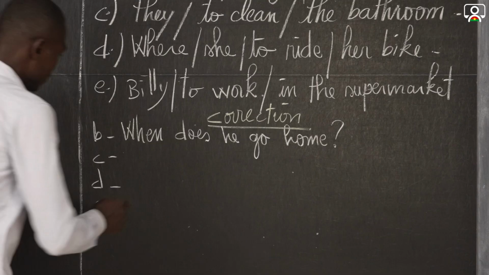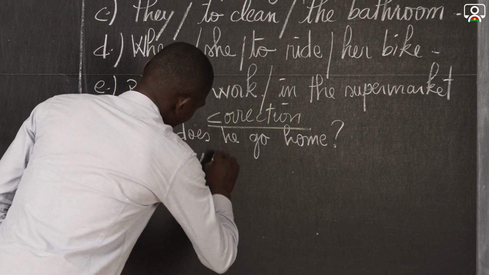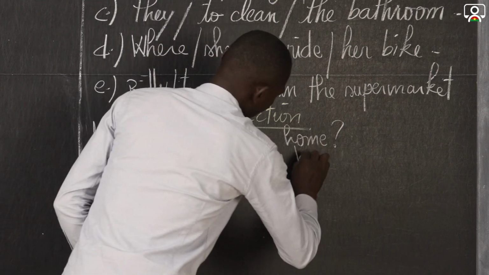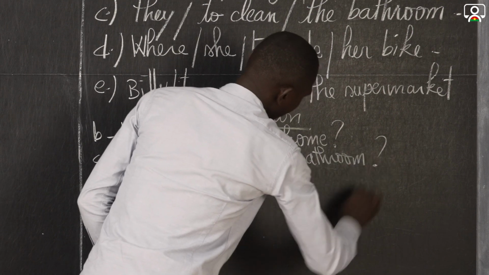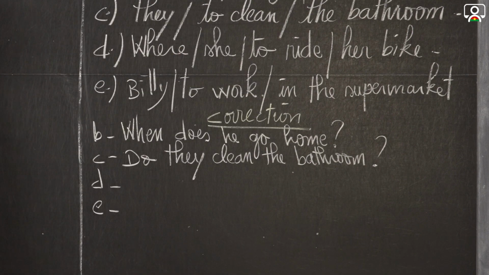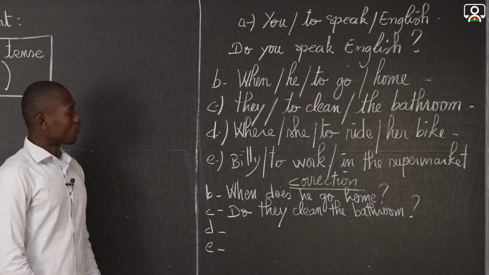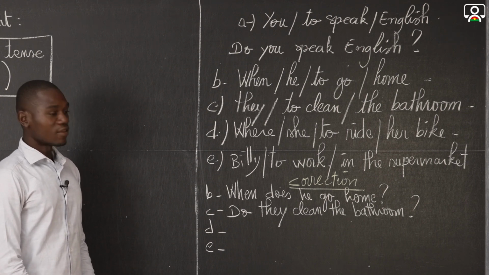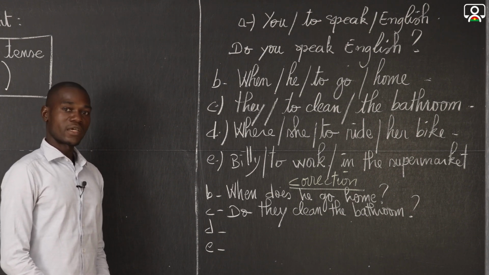Let's write it. Do they clean the bathroom? D. Where does she ride her bike?